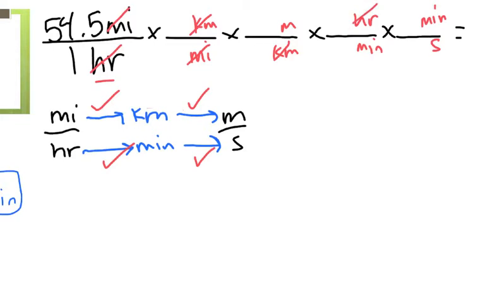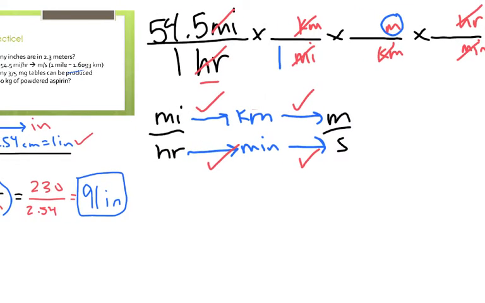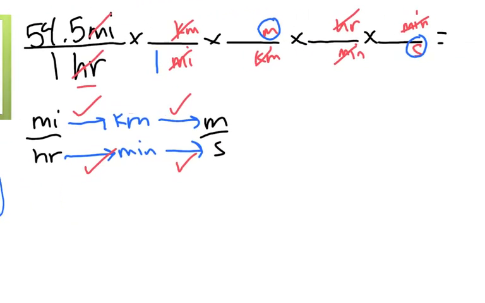And so now hours will go away and minutes will go away. And therefore, I will be left with my 2 units that I want, meters and seconds. Now we can plug in the numbers. For every 1 mile, it's going to have approximately, if we go back over to the problem, 1.6093 kilometers. So I'm going to write that in here.